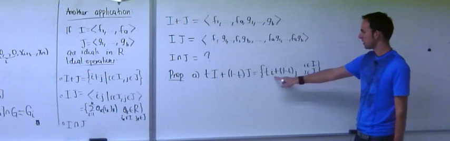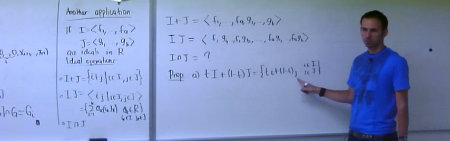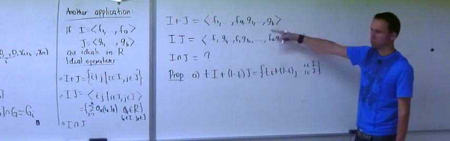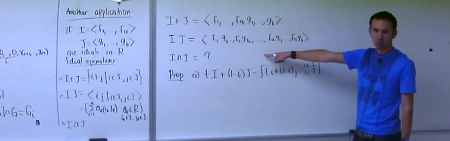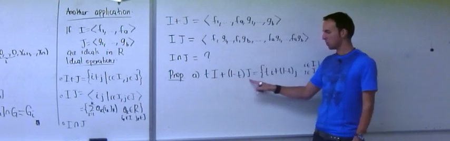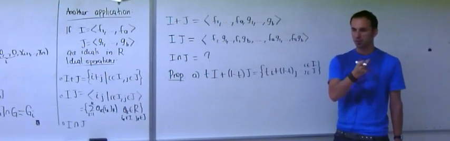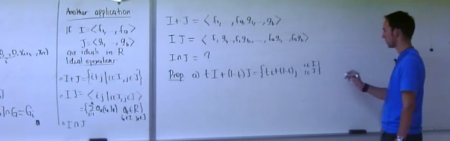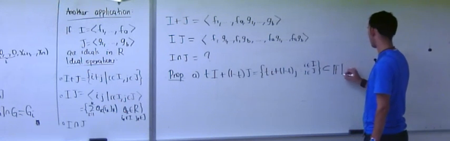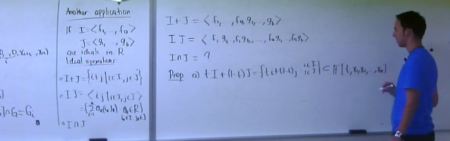So where does this live? Well, I and J live in my ring with variables. So this is about polynomial rings, by the way. This was true in general, but we're going to talk about this for polynomial rings. So this guy involves polynomials, this guy involves polynomials, and so this is going to involve polynomials in the variables x1 up to xn and a new variable called t. So this is a subset of the polynomial ring in variables t, x1, x2 up to xn.